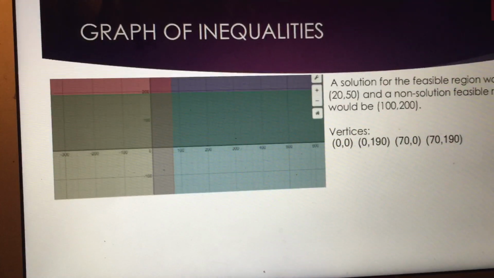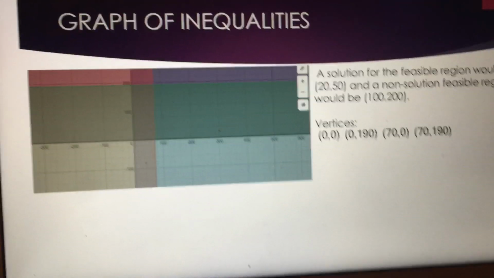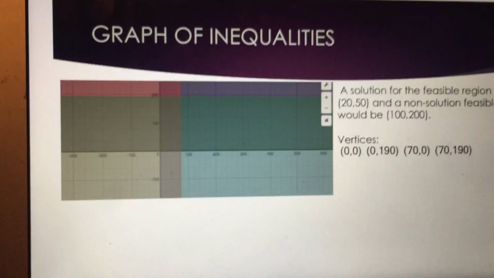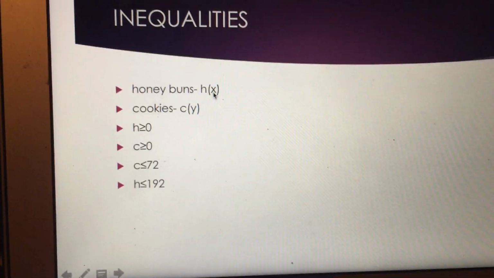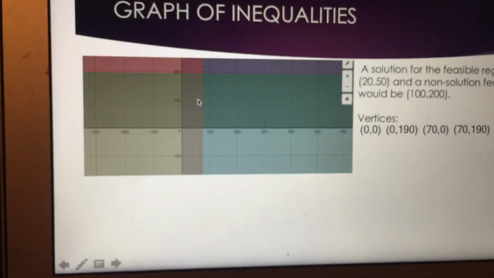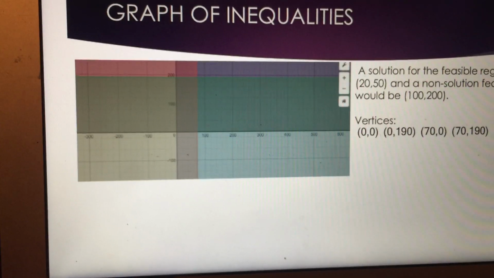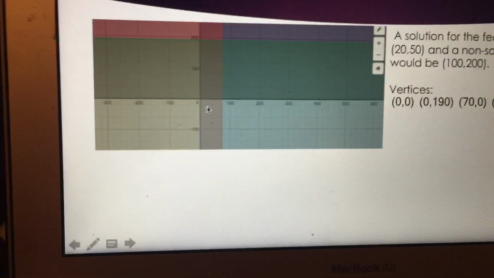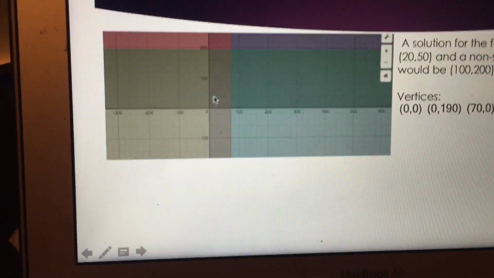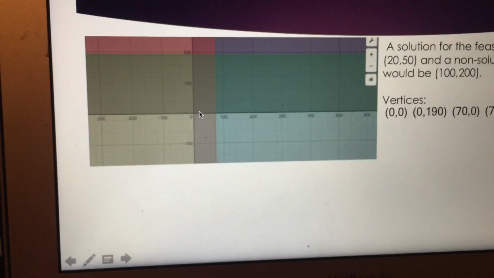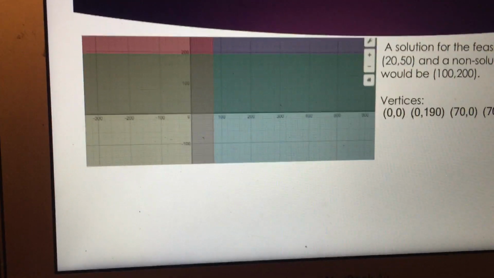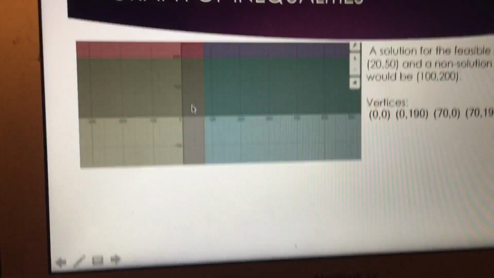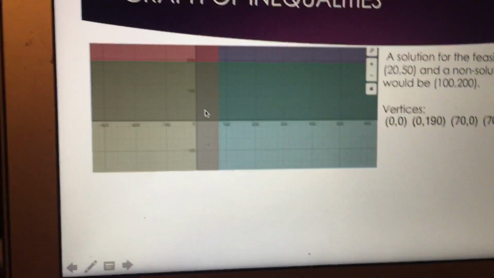After I wrote my inequalities, I went to Desmos.com to graph them. So I had 4 inequalities as I just talked about. I'm using X for honey buns and Y for cookies. What you're looking for on the graph is the area that got shaded by all 4 colors, which is this region right here with my cursor. It is going to be your darkest area. This is what we call the feasible region.